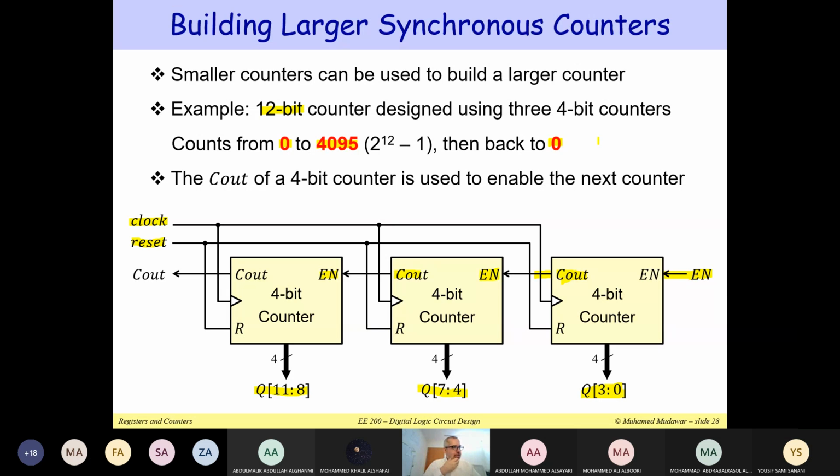We'll also see other types of counters. I'm running out of time, so let me pause here, and we'll continue, inshallah, on Tuesday.